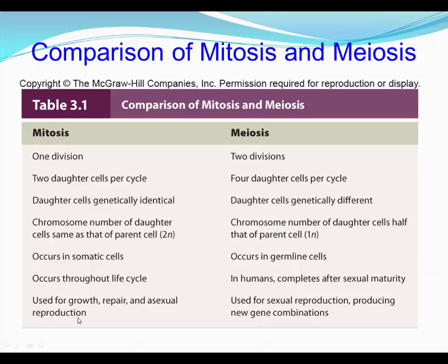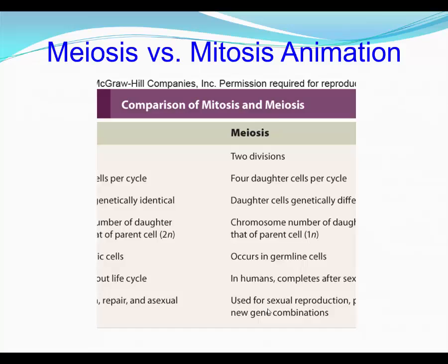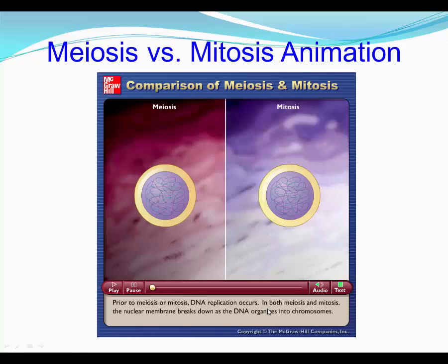The big picture is that we use mitosis for repair, growth, and asexual reproduction, but meiosis is only for generating new gene combinations for sexual reproduction. You can watch this video on meiosis versus mitosis at this point.